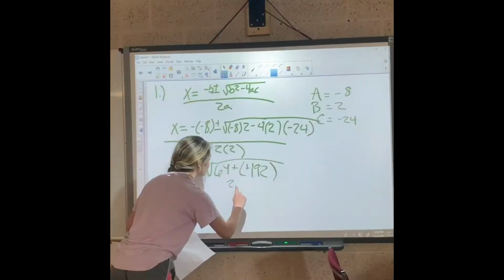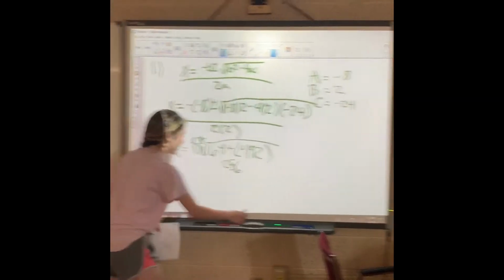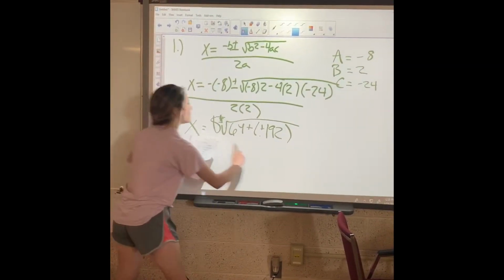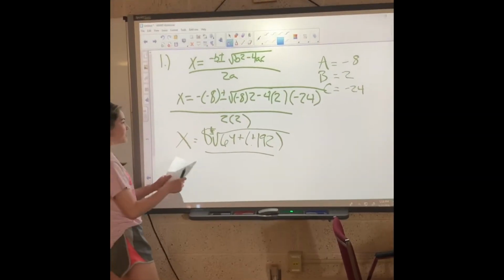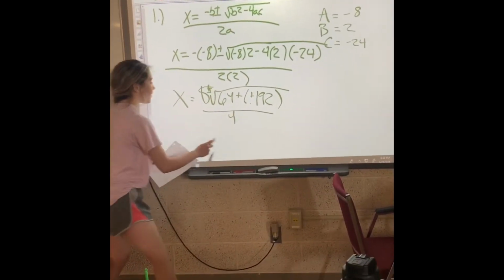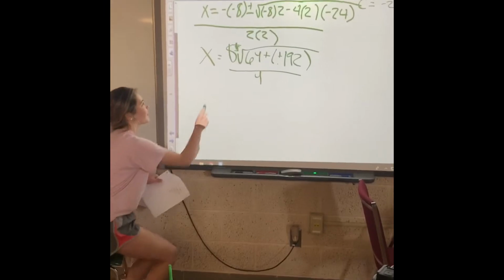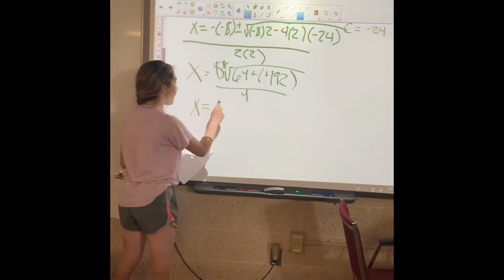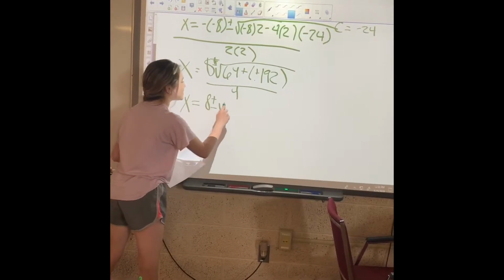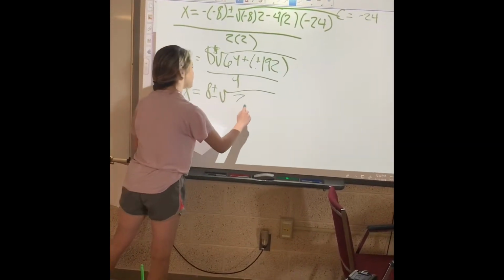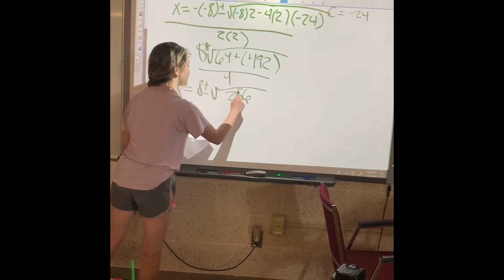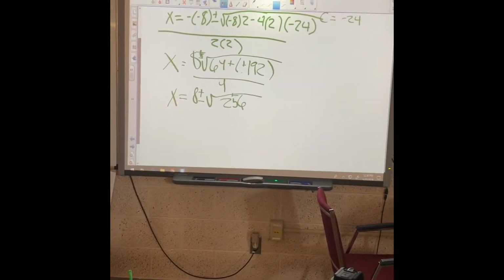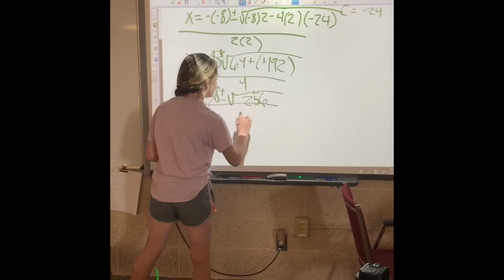256. Oh wait, sorry, almost forgot, we have to put this over 2 and 2, that's 4. So then you have x equals 8 plus or minus the square root of 256, over 4.